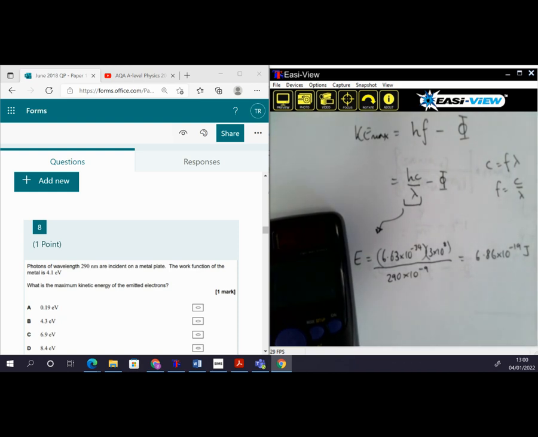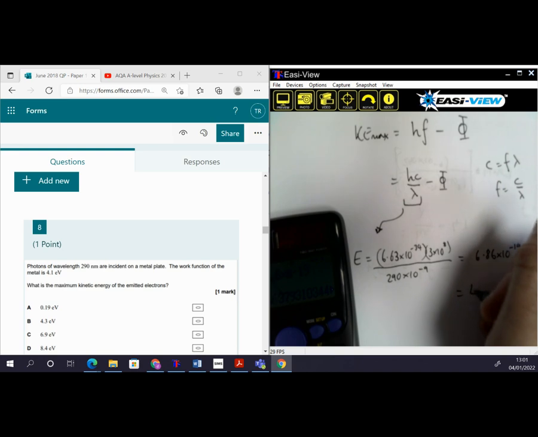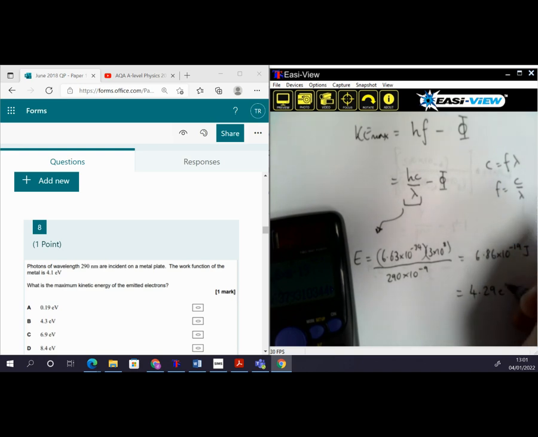If I then divide that by the charge of an electron, so joules is a huge measurement of energy, and electron volt is tiny by comparison. So I need to be dividing by 1.6 because I should end up with a much bigger number of electron volts than I have of joules. So we'll divide that by 1.6 times 10 to the negative 19. It's going to be about 4, and it's 4.29. So we end up with 4.29 eV.